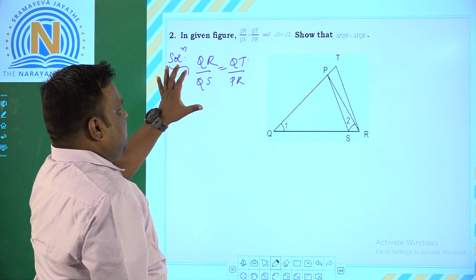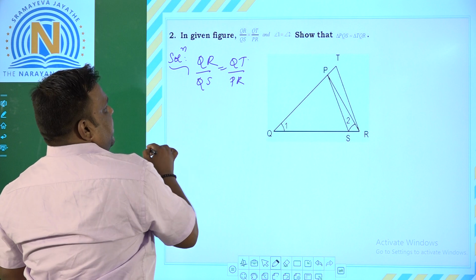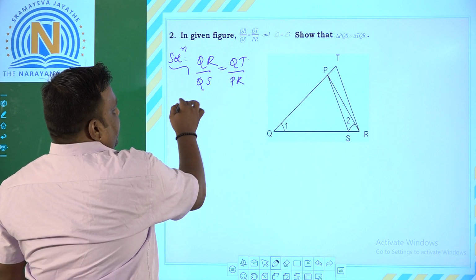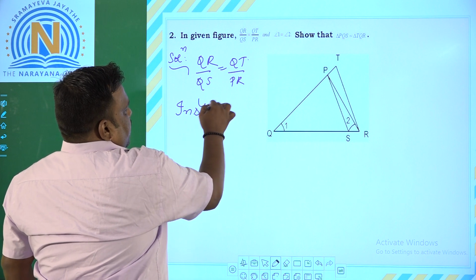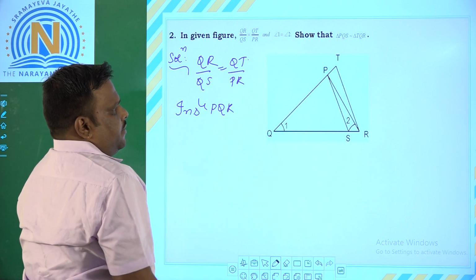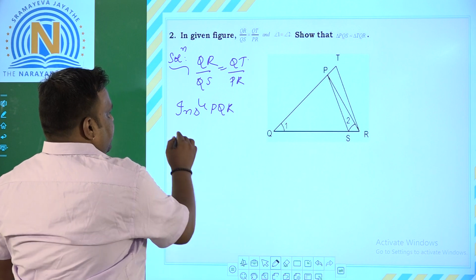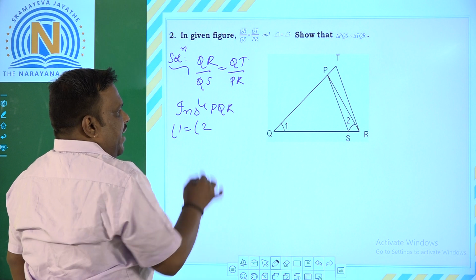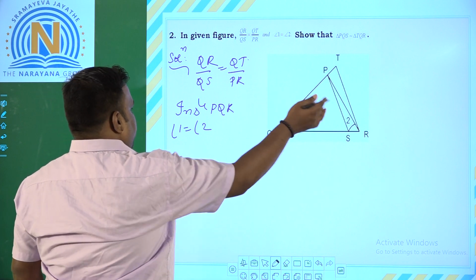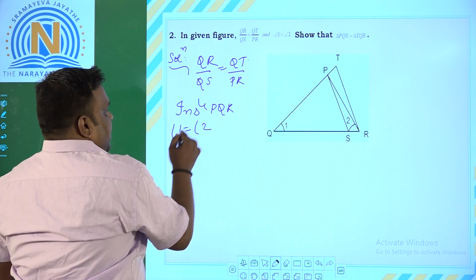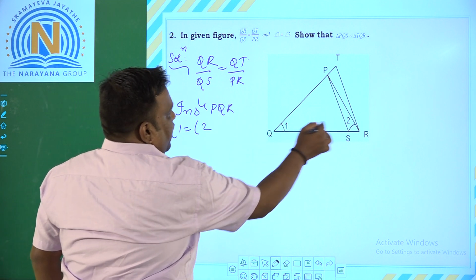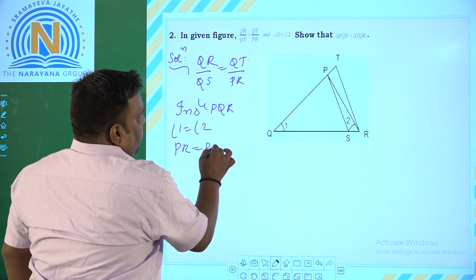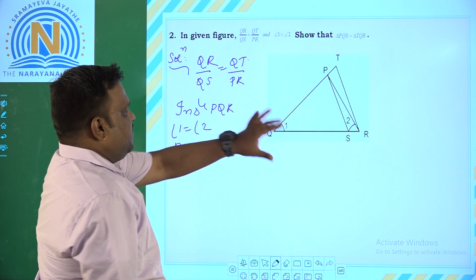Okay, so this is the given condition for us, and it is also clearly mentioned that angle 1 is equal to angle 2. So now in triangle PQR, see the triangle PQR, here we have the given part that angle 1 is equal to angle 2. If angle 1 is equal to angle 2, obviously the opposite sides will be equal. That means if you observe this in triangle PQR, this part is equal to this, that means PR is equal to PQ, right? PR is equal to PQ.